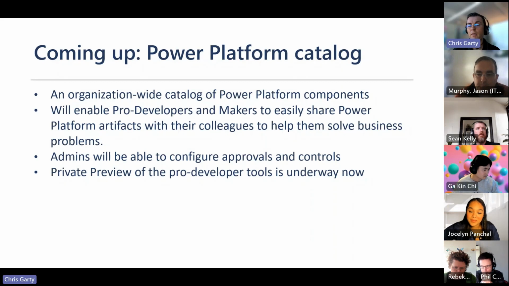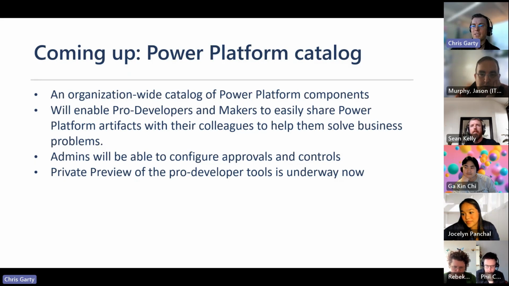As I mentioned, the private preview of the pro developer tools is underway now. We've got a limited set of folks that are taking advantage of that, having a look at it and giving us feedback about it. And we'll open that up publicly here in the next month or so. So that's something really exciting related to ALM. We talked about pipelines enabling makers to self-service themselves in terms of pushing things to different environments. The Power Platform catalog will allow makers to self-service, facilitate getting things into environments via a pull mechanism. So it should be really exciting to see that.